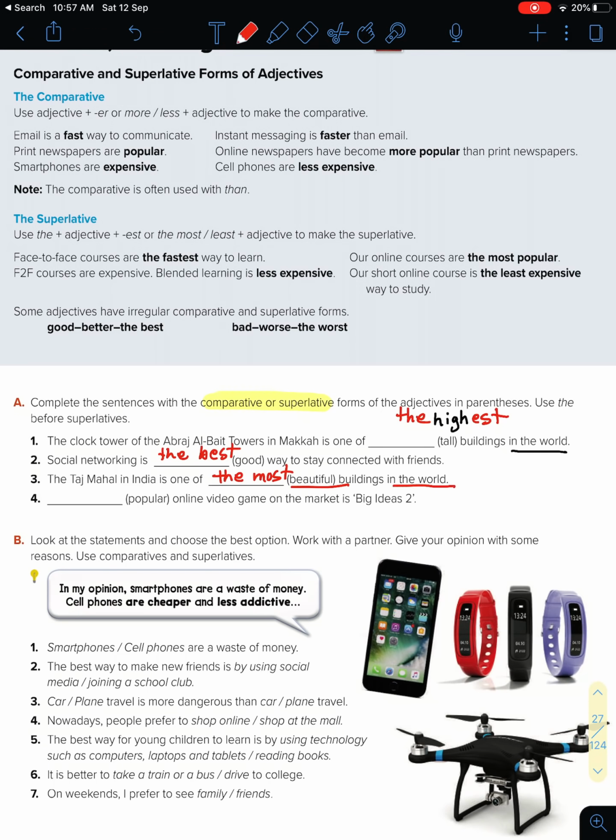Now popular online video game on the market في السوق is big ideas too. Yes, مقارنة بين أكثر من شيء، superlative. Yes, it's a long adjective so it's gonna be the most. طبعا لازم تكون next to it but إنه عشان space. Popular online video games. I'm guessing it's the most, الأكثر, not the least.